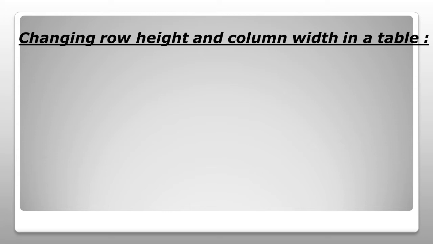First, what is the meaning of table? Table means it is a grid of rows and columns, or a combination of rows and columns. If it is row height, first, what is the meaning of row? Row means it is a horizontal line. Column means it is a vertical line.